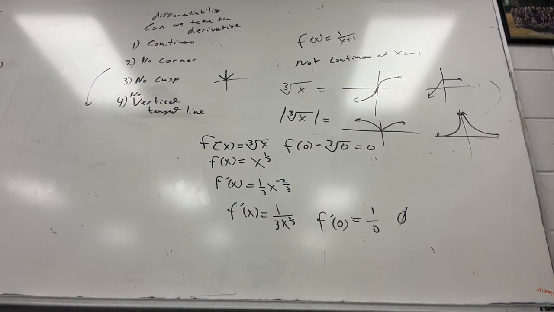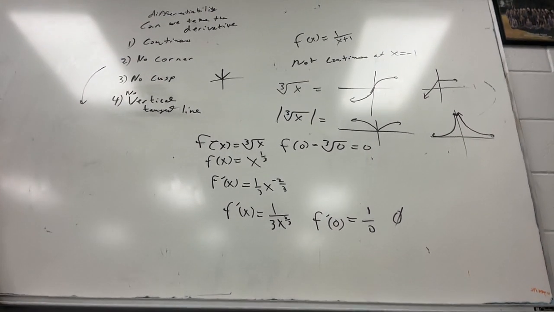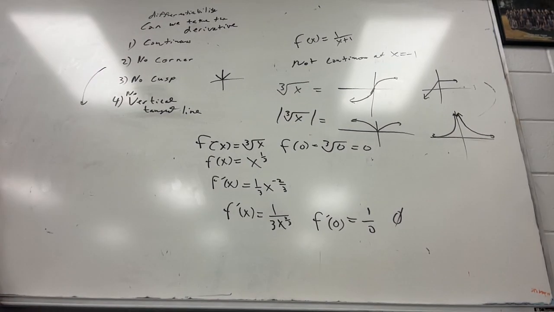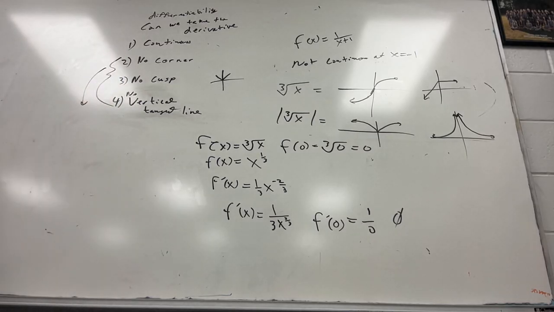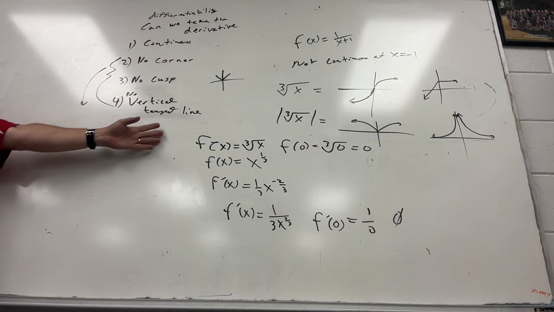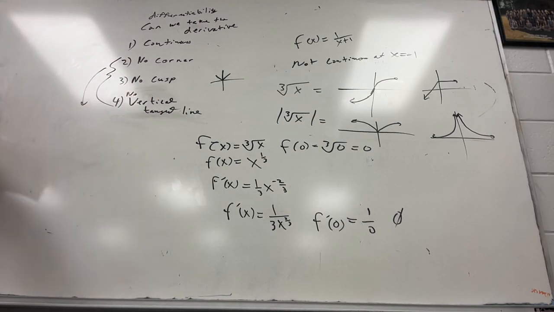This is what we were talking about earlier, where if the derivative is discontinuous at a point, then it's not differentiable at that point. Did y'all catch what he said there? If the derivative is discontinuous at a point, then the derivative is not differentiable there. And that's what's happening in these three cases. The function is continuous there, but the derivative is not continuous.